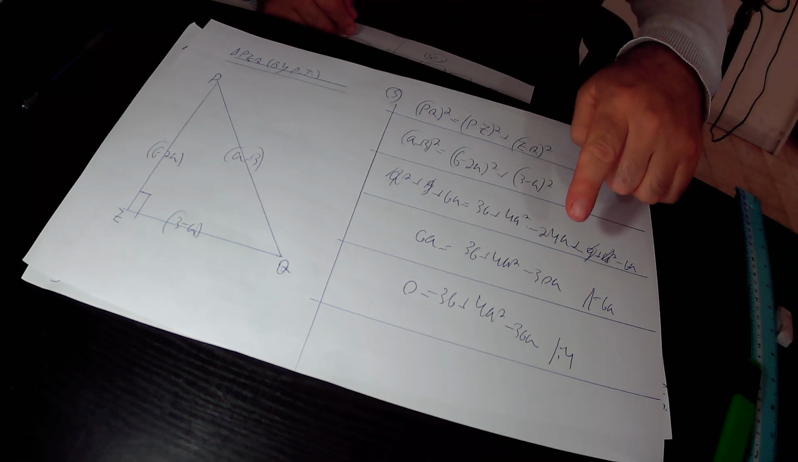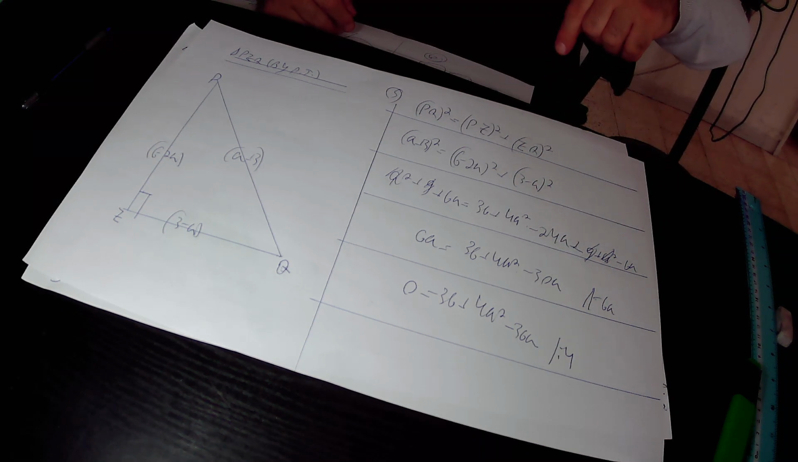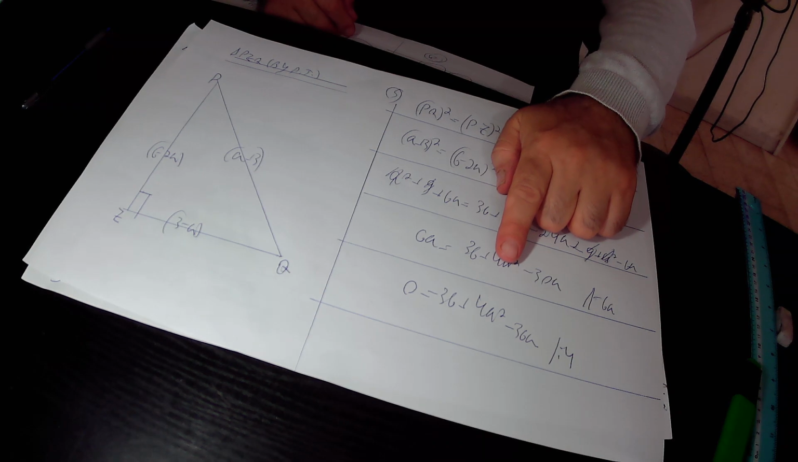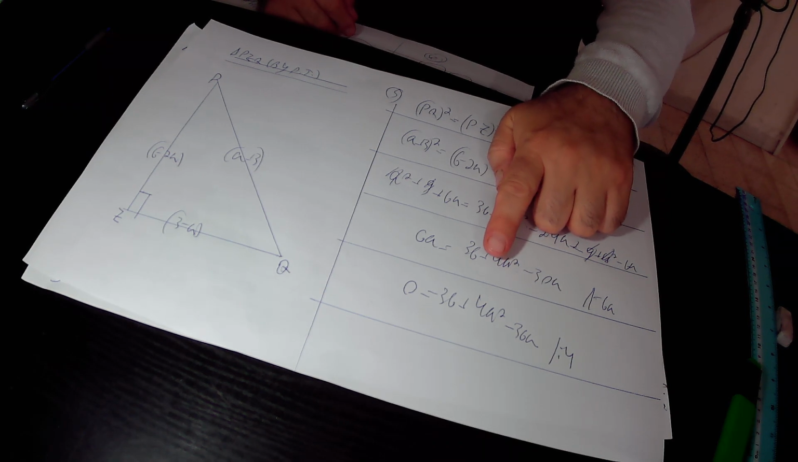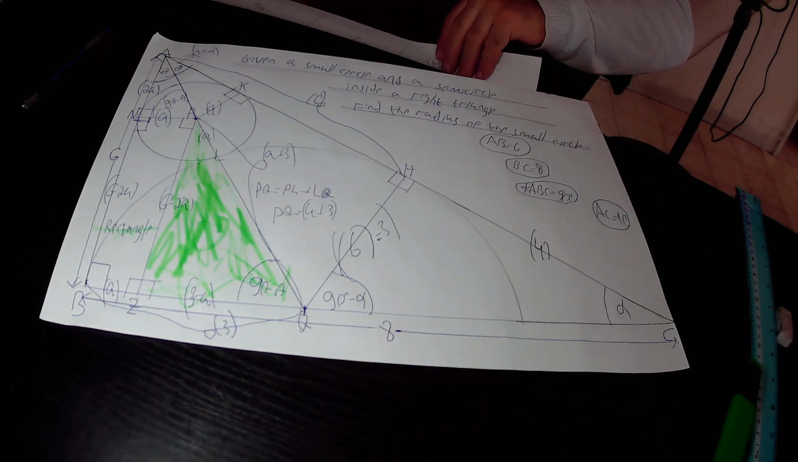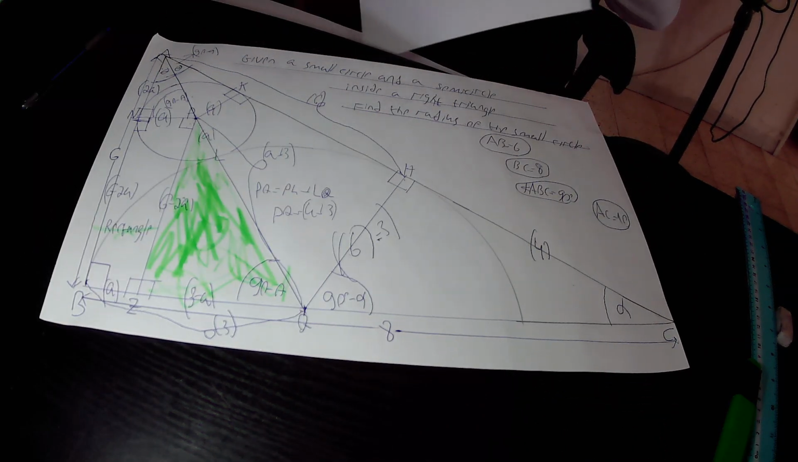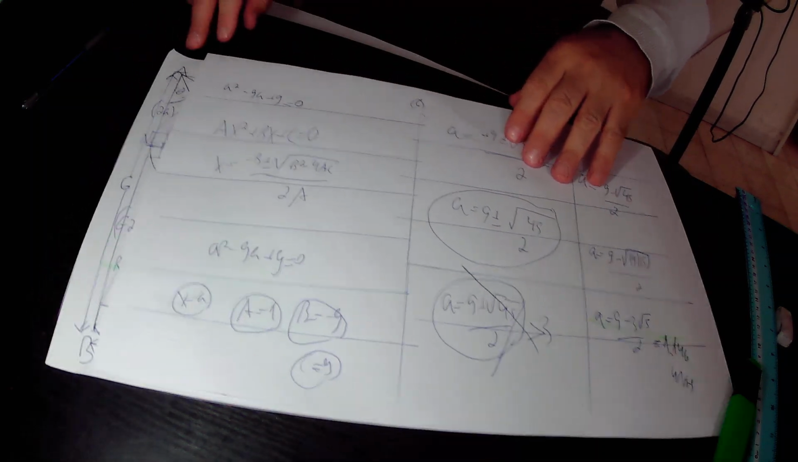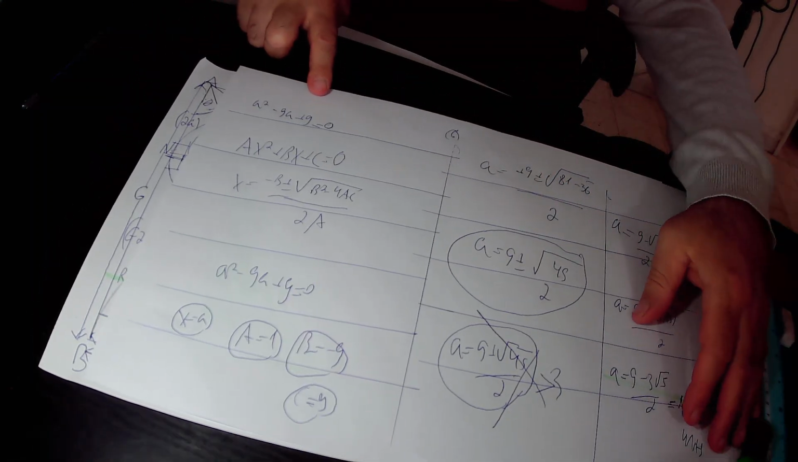Here we divided this equation by 4, and found out that 4a squared over 4 is a squared, minus 36a over 4 is minus 9a, and 36 over 4 is 9. So in conclusion, we found out that a squared minus 9a plus 9 equals 0.